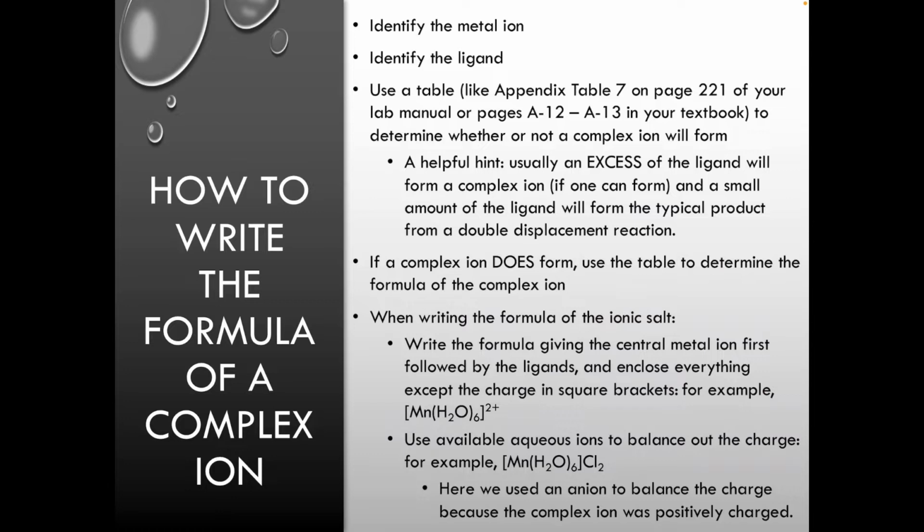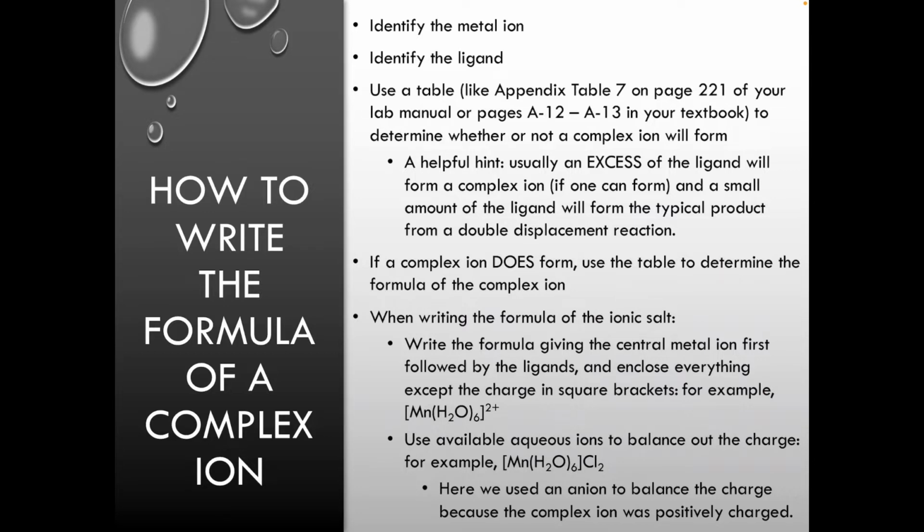We just talked about some common ones. Water, hydroxide, ammonia, those are really common. Those are probably our 3 top ones. And then you're going to find a table. So there's a table, Appendix Table 7 on page 221 of your lab manual. That's a really good table. It actually shows you how the complex ions are being formed. You also have pages A12 and A13 in your textbook that have lists of the complex ions as well as their K values for the constant of formation.